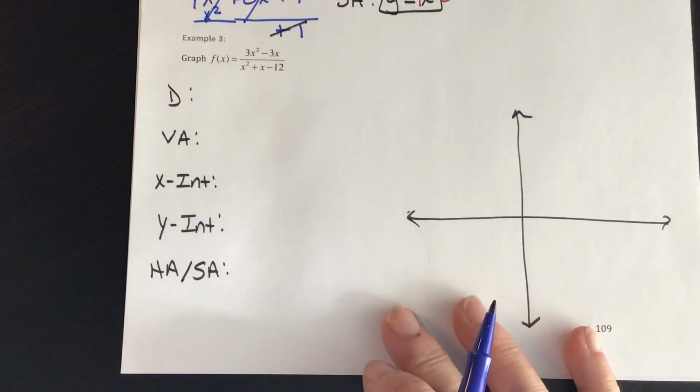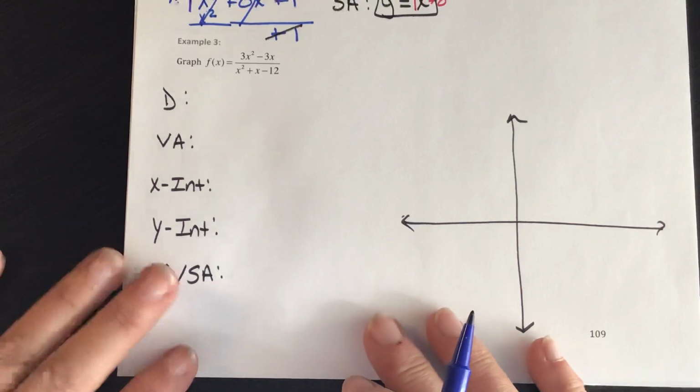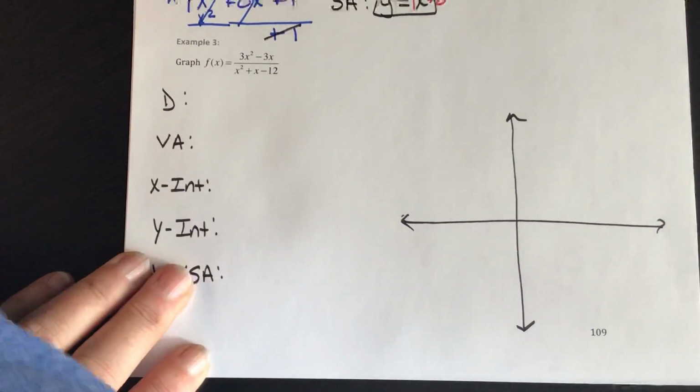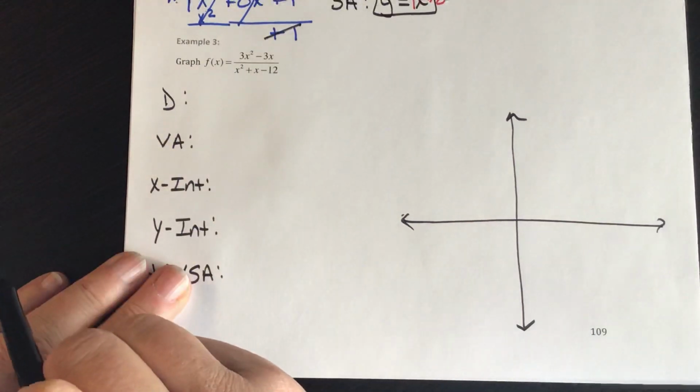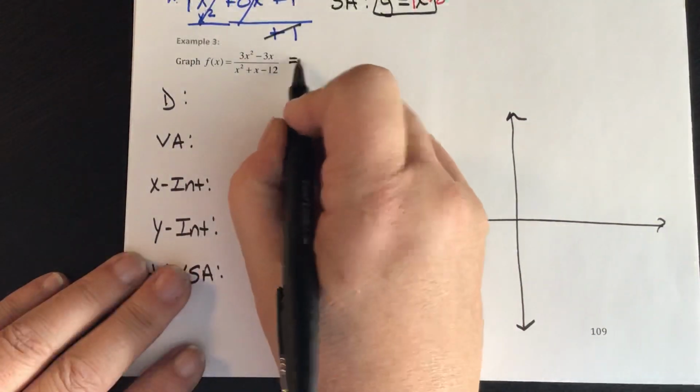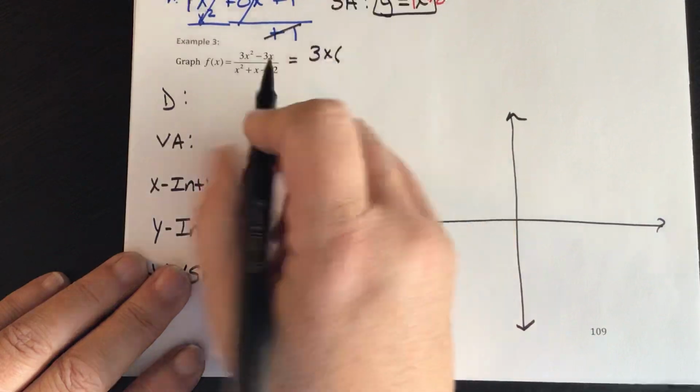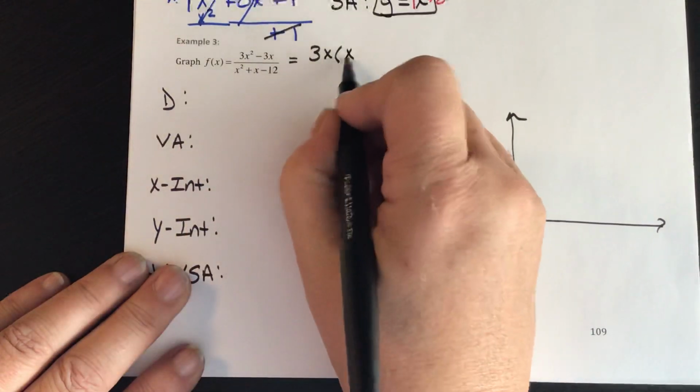In example 3, I need to factor my numerator and denominator. I have a common factor of a 3 and an x. So this is 3x times x minus 1.